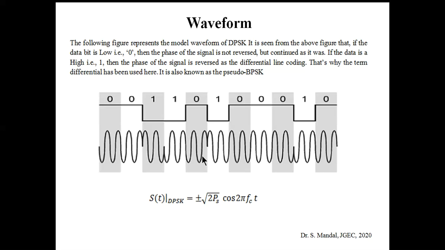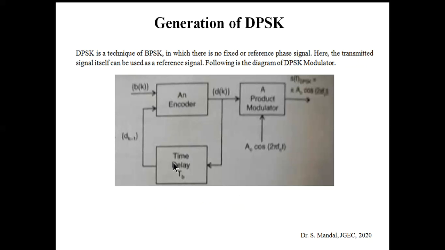So obviously for 0 and 1 both can take plus minus A. That's why it is written like this: s(t) DPSK is equal to plus minus root 2 Ps into cos 2 pi fc t. Okay, so this is the mathematical equation for DPSK, and this one is the waveform of DPSK. Remember, 1 means change, 0 means no change. Obviously, change in case of phase shift. Okay. So, coming to the next part, that is the generation of the DPSK.